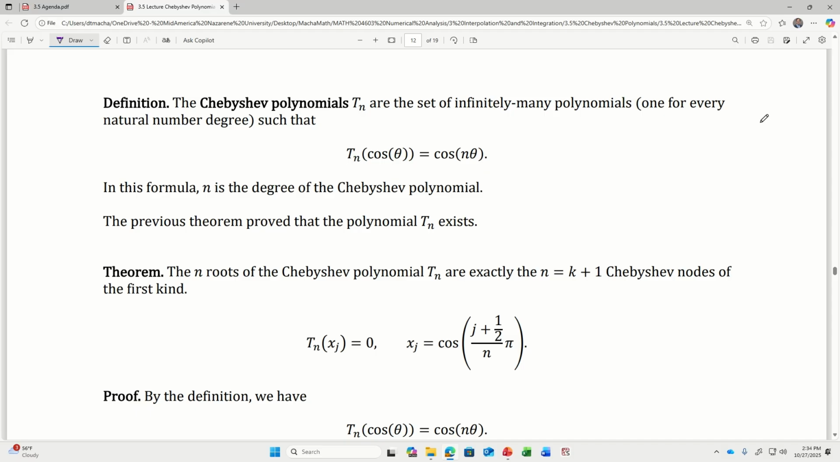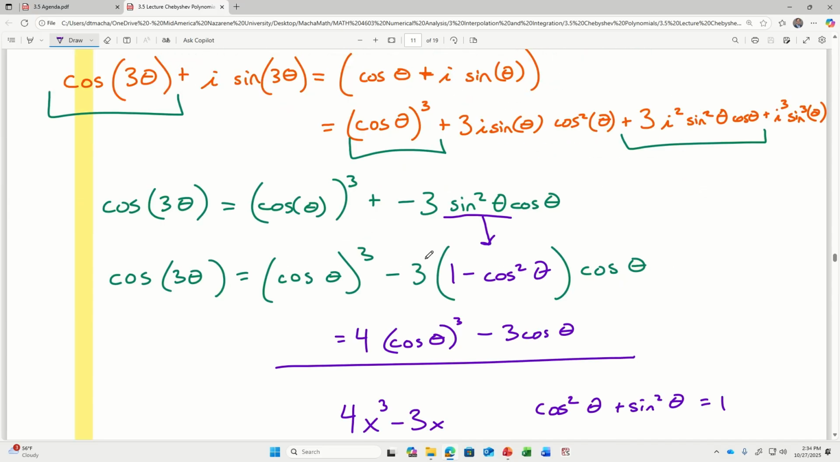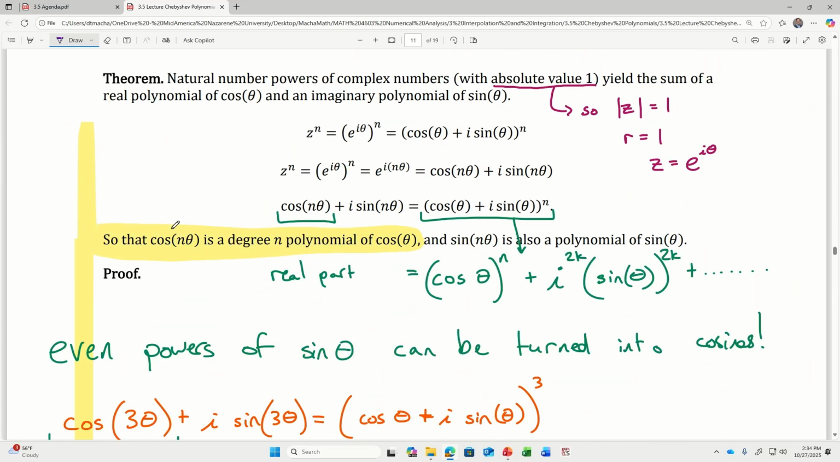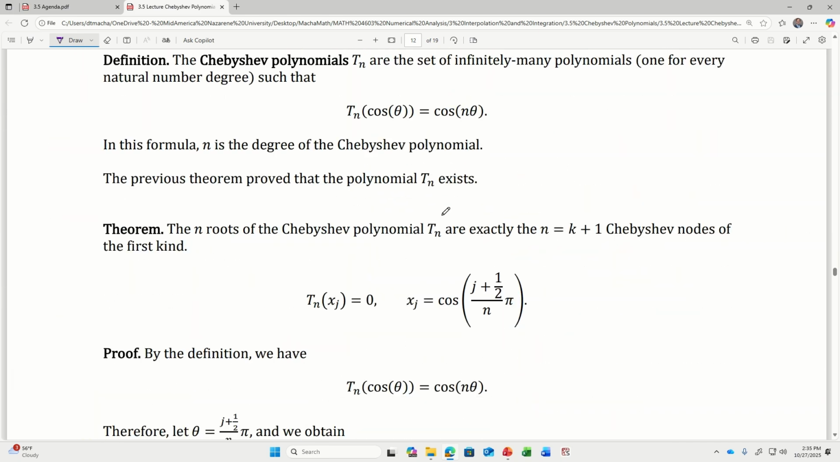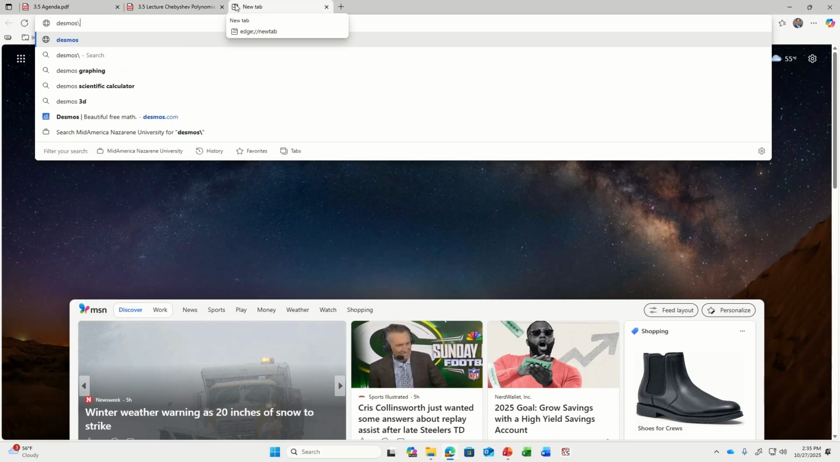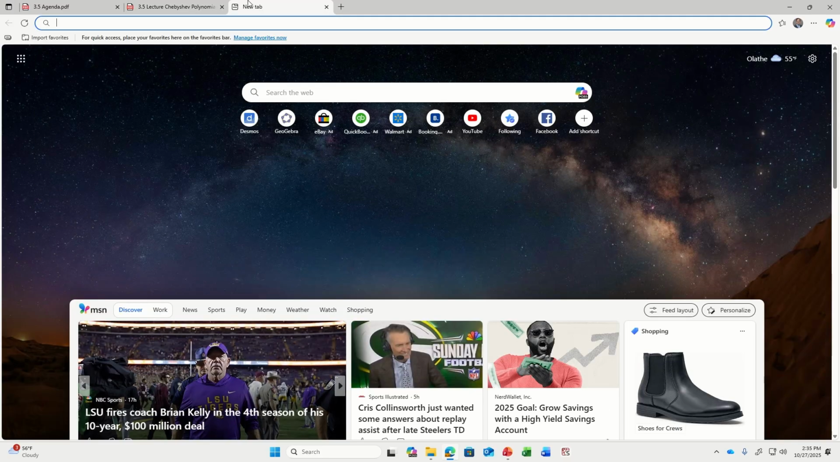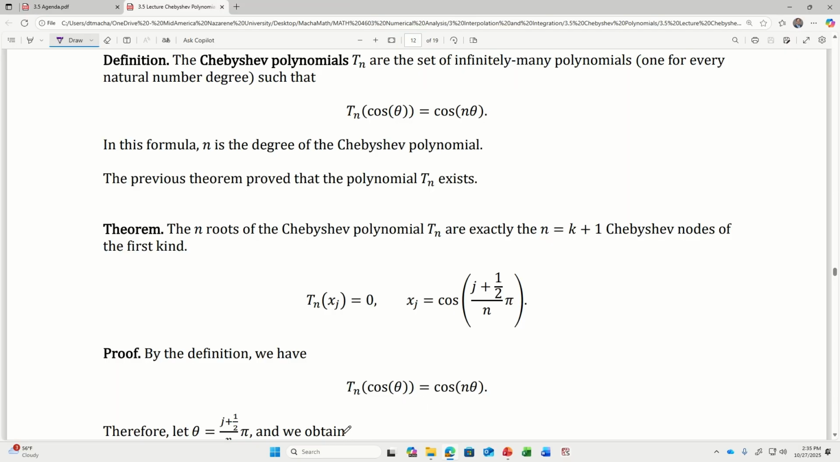And what we just did in the previous theorem, what I was trying to convince you of, that cosine n theta is a degree n polynomial of cosine theta, we just proved that these exist. So now we can feel comfortable with the idea of making this definition because we know that these exist. Let me show you what it looks like. I've got a Desmos ready, I think. Not on Edge. I need to load this on Chrome.